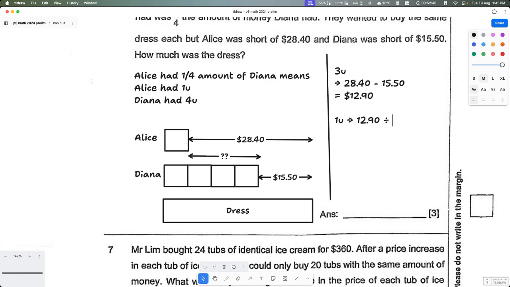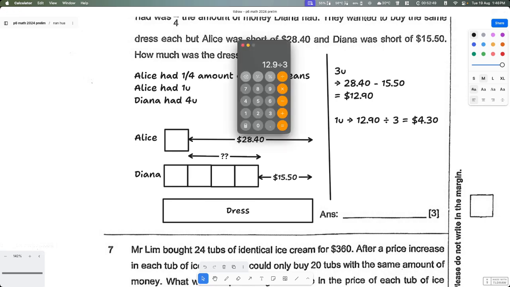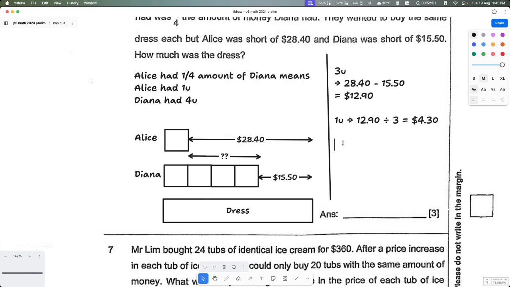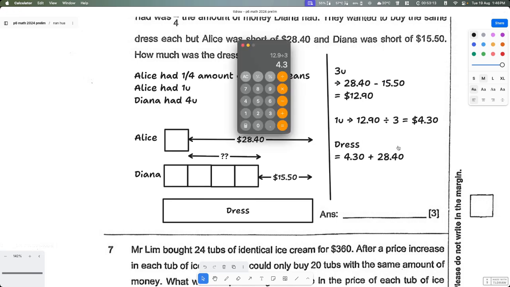12.90 divided by 3. And this is $4.30. Okay, so let's double check using our calculator. Right, so divide by 3. This is 4.30. Okay, so the dress, I think we can calculate the dress, which is equal to 4.30, and then we can plus this part, right? 28.40, which is at least, right? So plus 28.40.